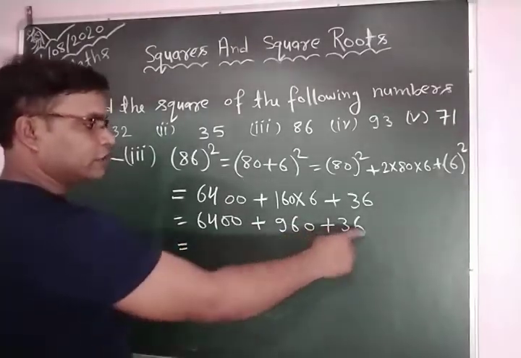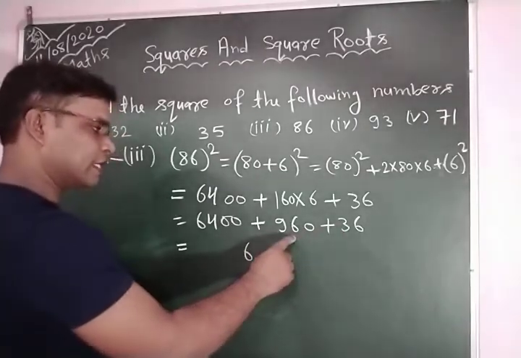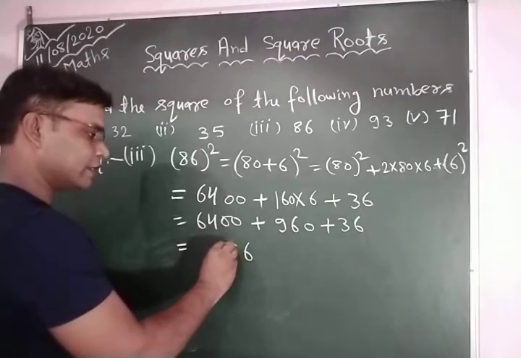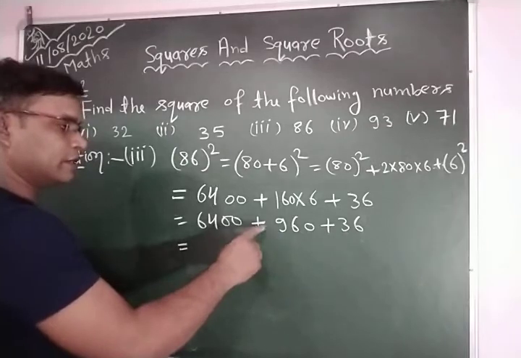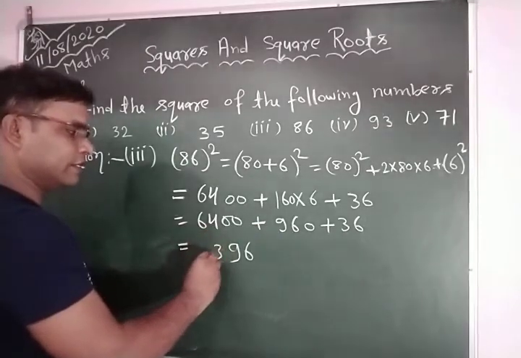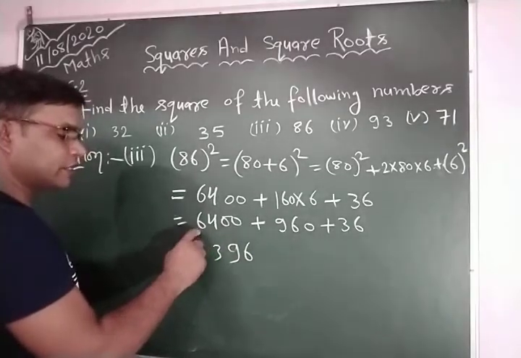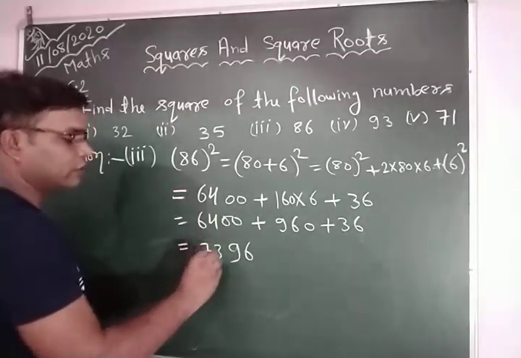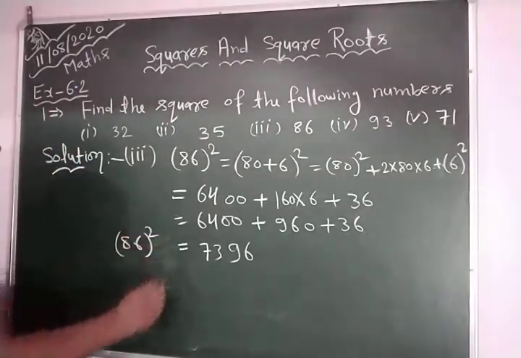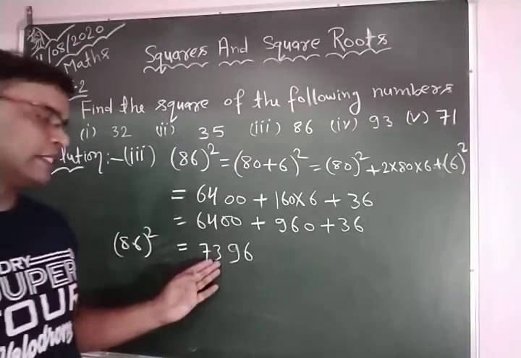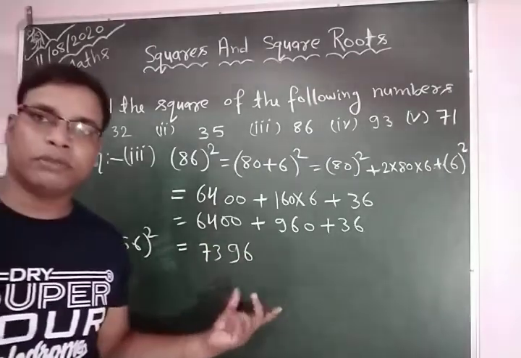6 plus 0 plus 0, this is equal to 6. Now 3 plus 6 is 9, plus 0 is 9. Okay, clear? Here 9 plus 4 is 13, carry 1, and this 6 plus 1 is 7. So in this way you find the square of 86 is equal to 7,396. Okay, this square you find without actual multiplication.